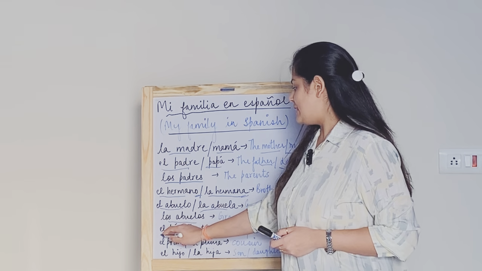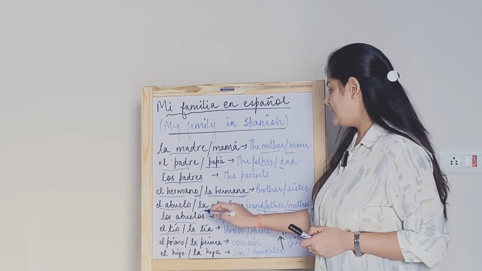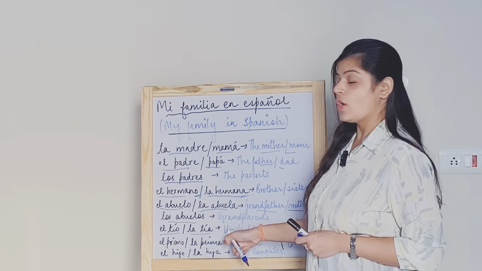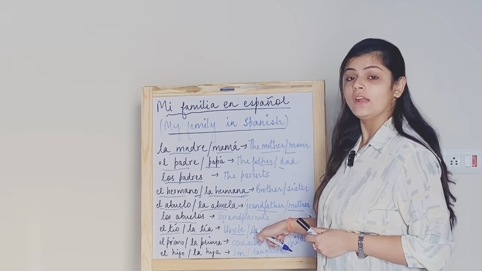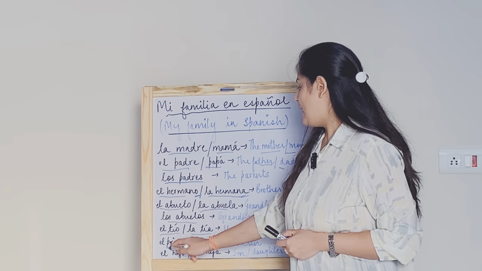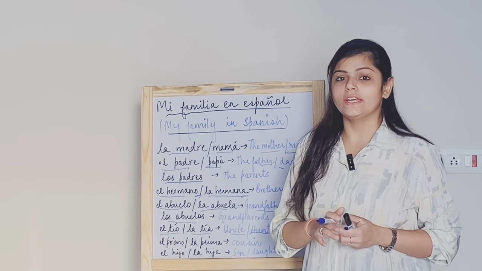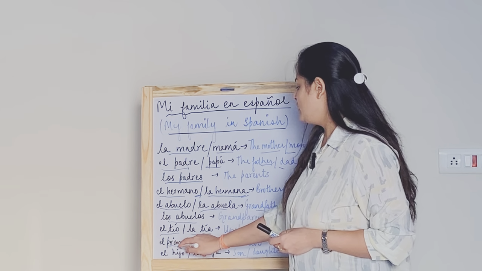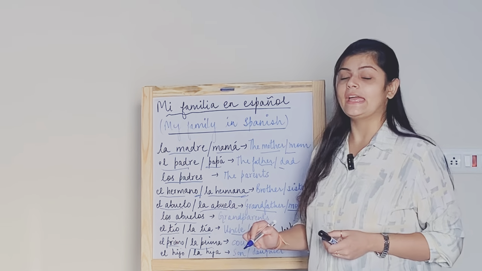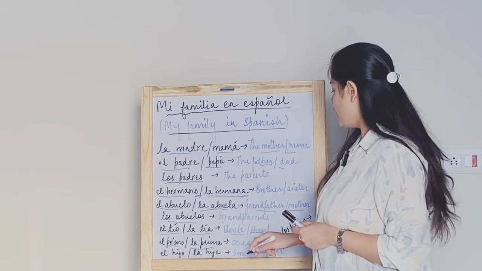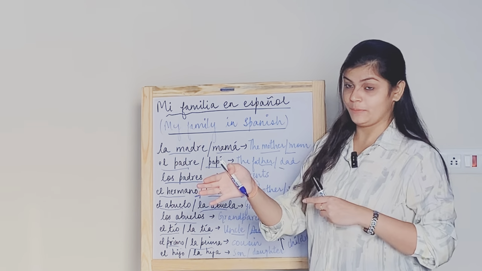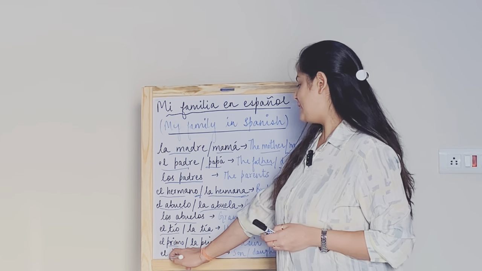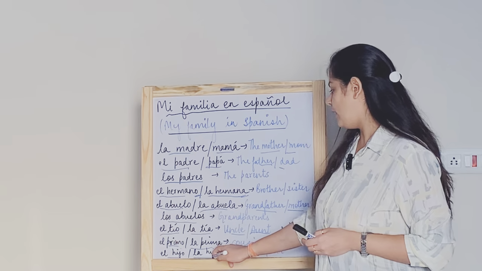Then let's come to el tío or la tía for uncle or aunt. El tío for uncle and la tía for aunt. And if we want to say it collectively, then los tíos, right? Then el primo o la prima. El primo o la prima for cousin, male or female. O male, a female. Then el hijo o la hija.